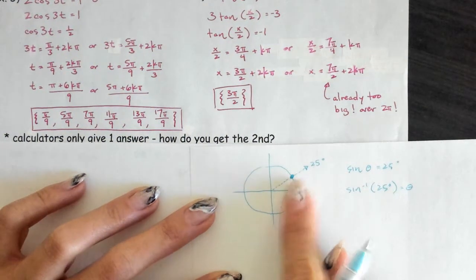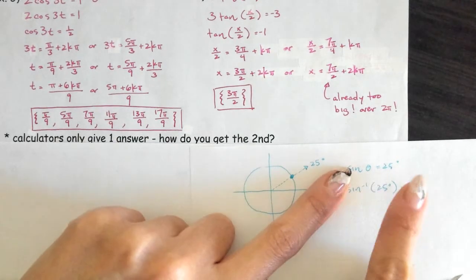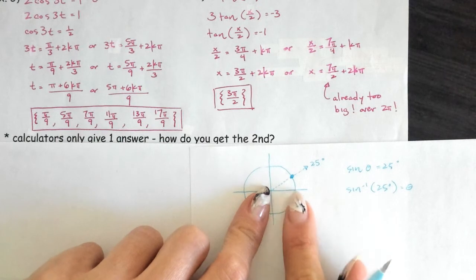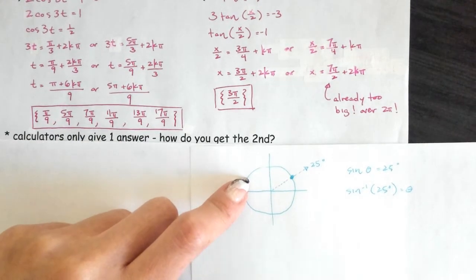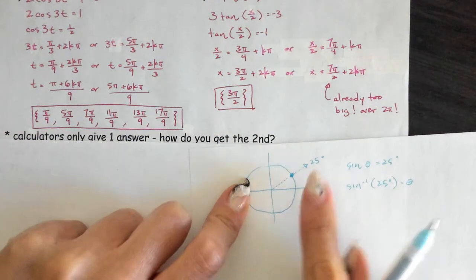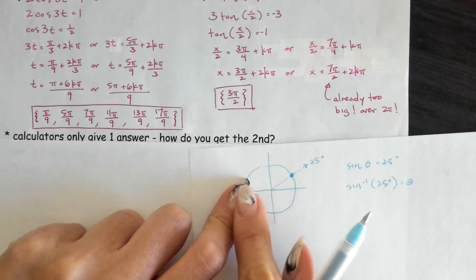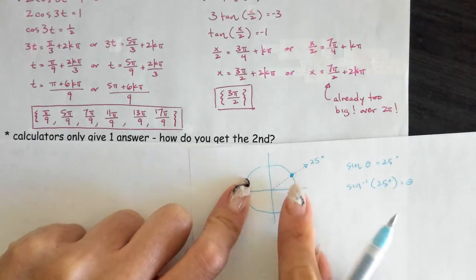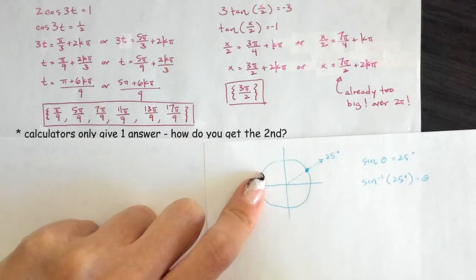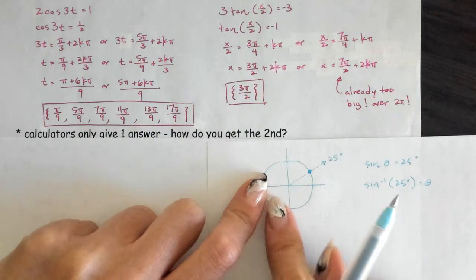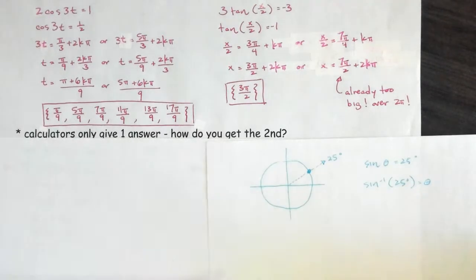But where else is the sine 25 degrees? Well, the sine is 25 degrees here, and the y value also here. So how do you get that second answer? If this is 25 degrees, what would that be? That would be 180 minus 25, right? So 180 minus 25, I don't know, 155? So right here, if it's sine, it's always going to be 180 minus to get your second answer, okay?